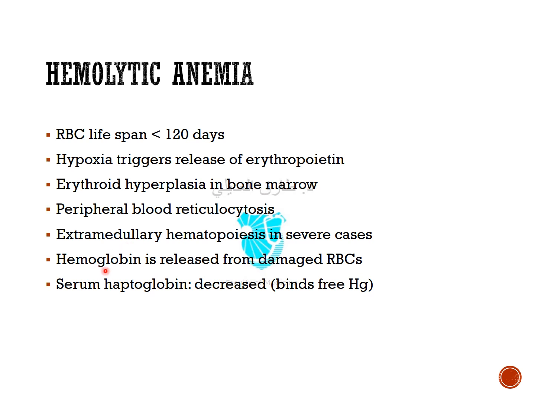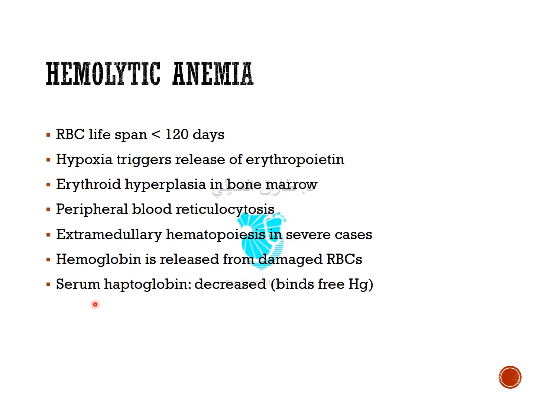Another feature of hemolytic anemia is the development of jaundice. Hemoglobin is released from the damaged RBCs. Because the RBCs are torn, they are broken, so the content goes out. And we will talk about this in details. So hemoglobin is released from the RBCs.